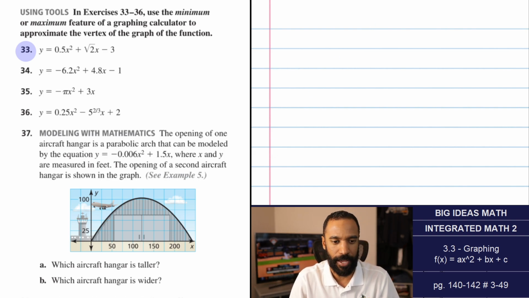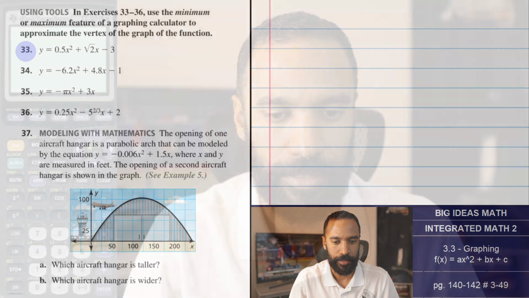So I'm going to go to my graphing calculator. Let's do that. And I'm going to type in that first equation here. So it was y equals 0.5x squared. Whoops. Plus square root of 2x minus 3. Okay, now here's how the graph thing works.